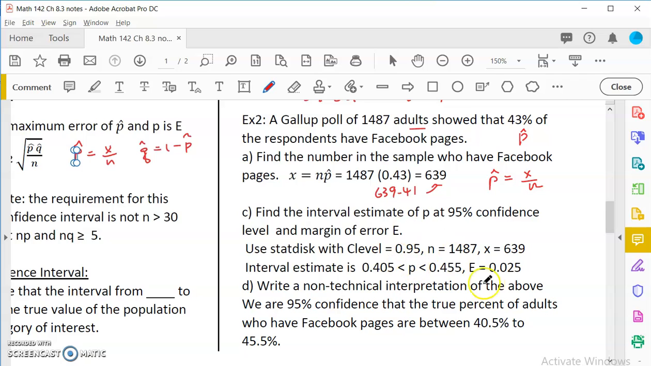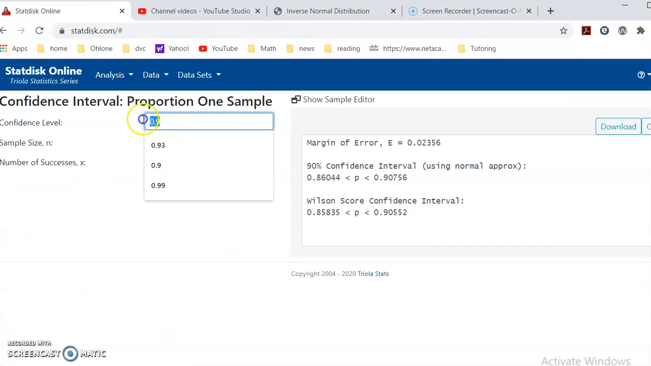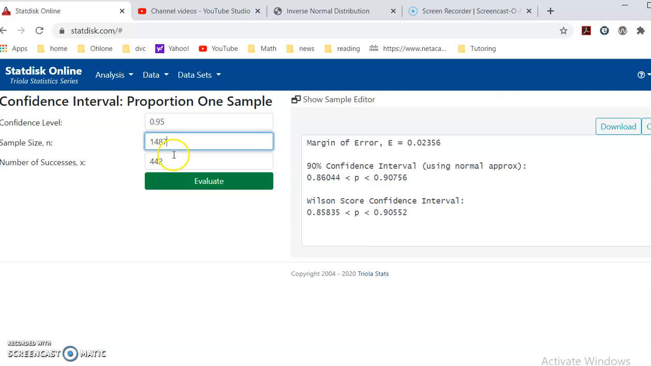Because 43% of this would be multiplying. So I have the answer here. Let's run it one more time: 0.95, 1487, and out of those, 639 have Facebook pages. The error is 0.025, so it's quite good.